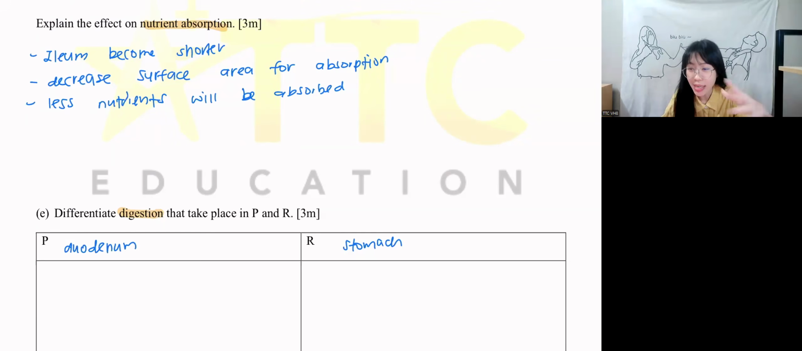Duodenum is alkaline, stomach is acidic. Okay, but where does the enzyme come from in the duodenum? Which organ gives them enzyme? Correct, the pancreas. Very good. The pancreatic juice will go to the duodenum. In your stomach, we have gastric juice. So one is the pancreatic juice, one is the gastric juice. Duodenum can digest three different types of food. Remember, as long as they are from the pancreas, it's called the large enzymes: lipase, amylase, and trypsin. Stomach can only digest one type of food, which is protein.